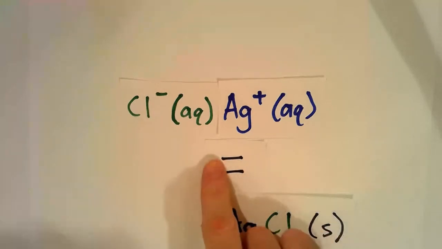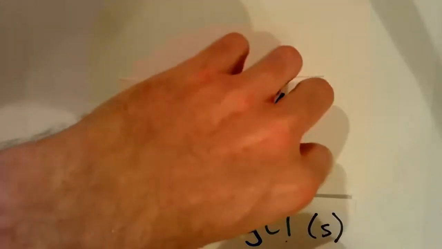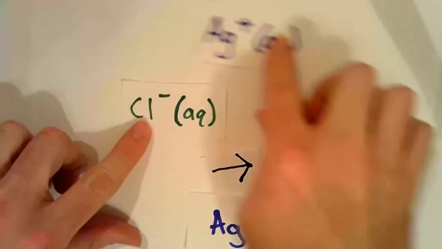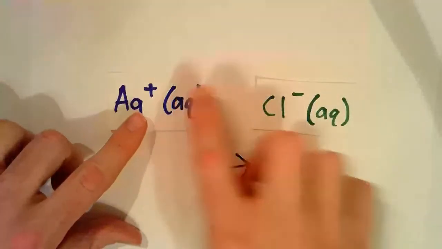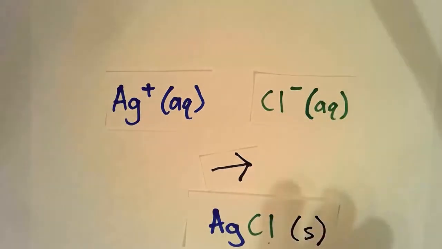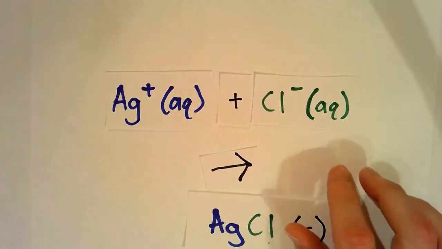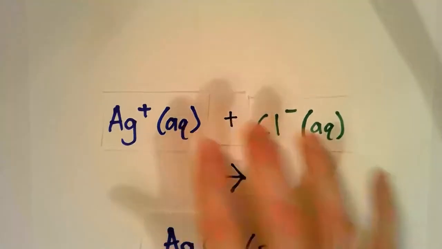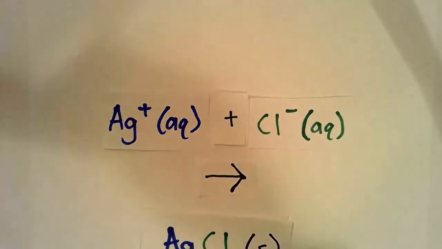So I will put the reaction arrow back in, and I will also place my metal first because that's good practice, and then I will now have room to put my plus sign. This would be an example of a net ionic equation.